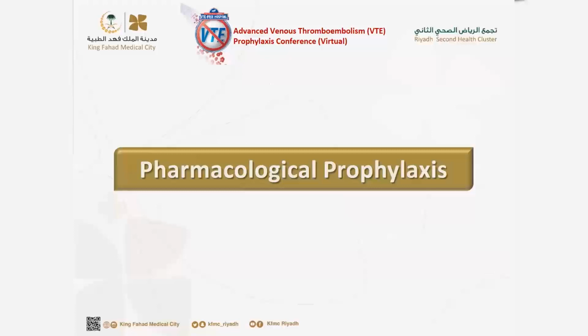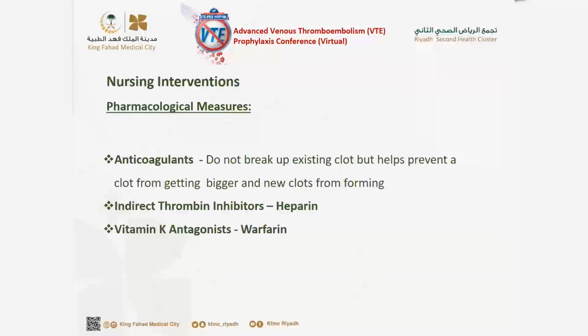So here we move on to pharmacological prophylaxis and the nurse's role in this. Nurses need to understand what the pharmacological measures are going to be. We need to know that anticoagulants do not break up the existing clot, but help to prevent the clot from getting bigger and new clots from forming. Then we will talk about the indirect thrombin inhibitor, heparin, and the vitamin K antagonist, warfarin, and how nurses are involved in this.